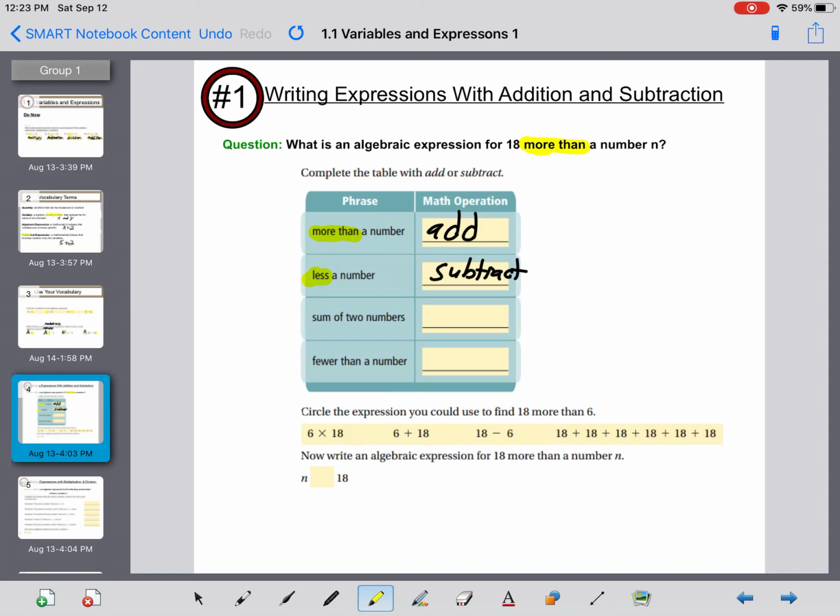The sum of two numbers. That three-letter word sum means the result of addition. So think sum is 3 letters, add is 3 letters. Fewer than a number means to subtract.